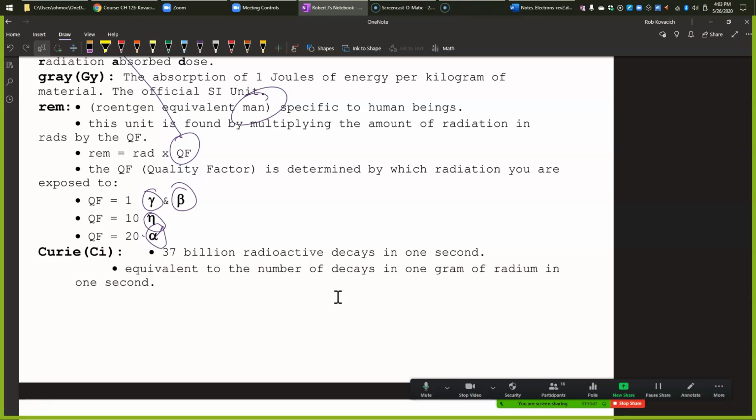So although it's not used a lot, a Curie is an important value because it gives an observable fact, which is a gram of radium will give 37 billion decays per second. And that seems like a really big number, right? But in a gram of radium, how many actual atoms are there? Are we talking about millions, billions, trillions?